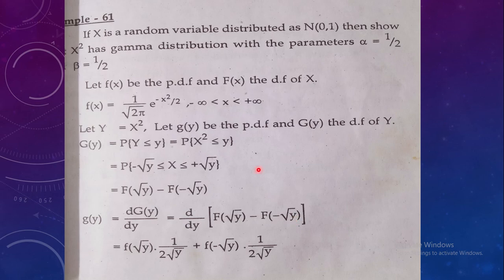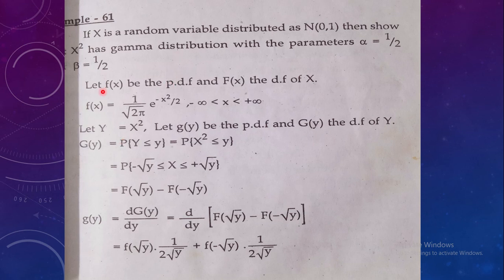Now problem 4. It is given that if x is a random variable distributed as a standard normal, then show that x square has a gamma distribution with the parameters alpha is equal to 1 by 2 and beta is equal to 1 by 2. Normally sometimes the question will be asked as: if x is a random variable distributed as a standard normal distribution, then find out the distribution of x square. They won't give you the information that x square follows a gamma distribution. This information will not be provided. So what is the thing that you have to do now?